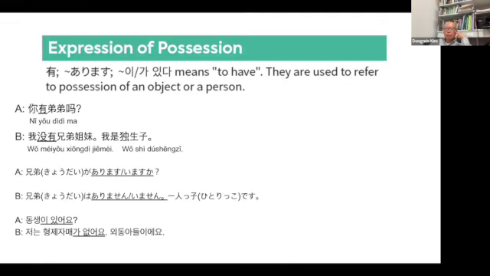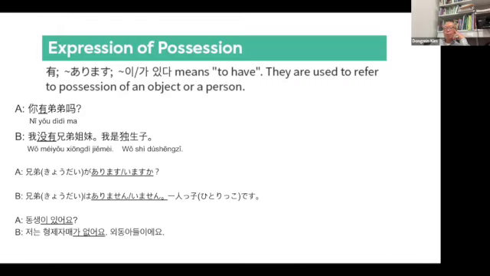你有弟弟吗？我没有兄弟姐妹，我是独生子。Here in Chinese, 有 means to have. And the negative expression for 有 is 没有. You simply put 没, which means don't have.